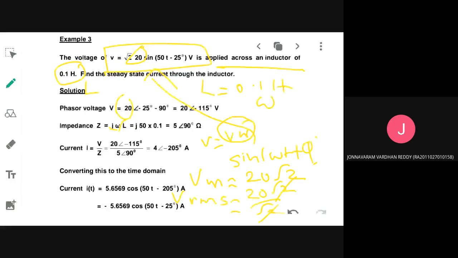Okay. What is 4 root 2? 5.6569, the IM value, ma'am. Yes, correct. 5.659. Okay, alright. Now you understood this part.